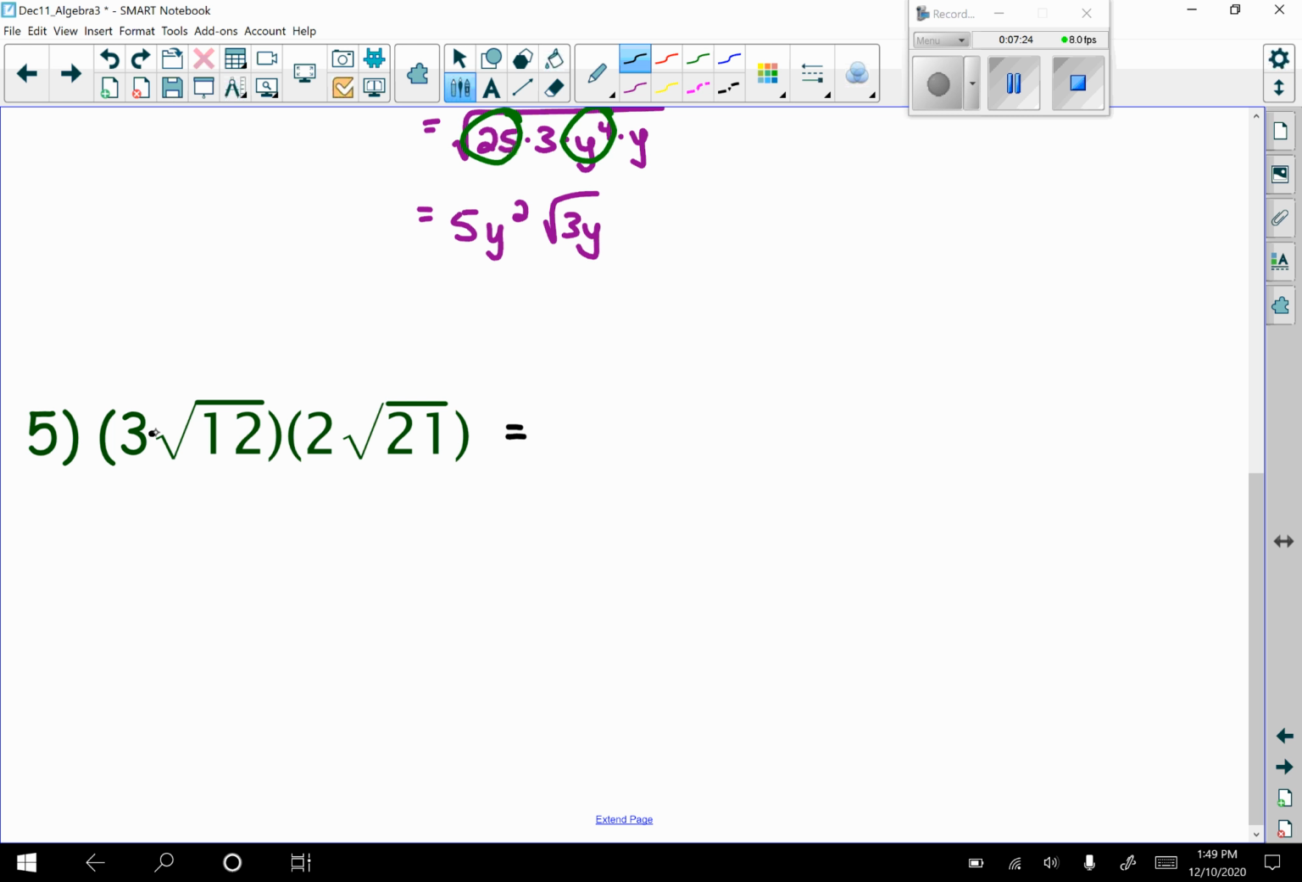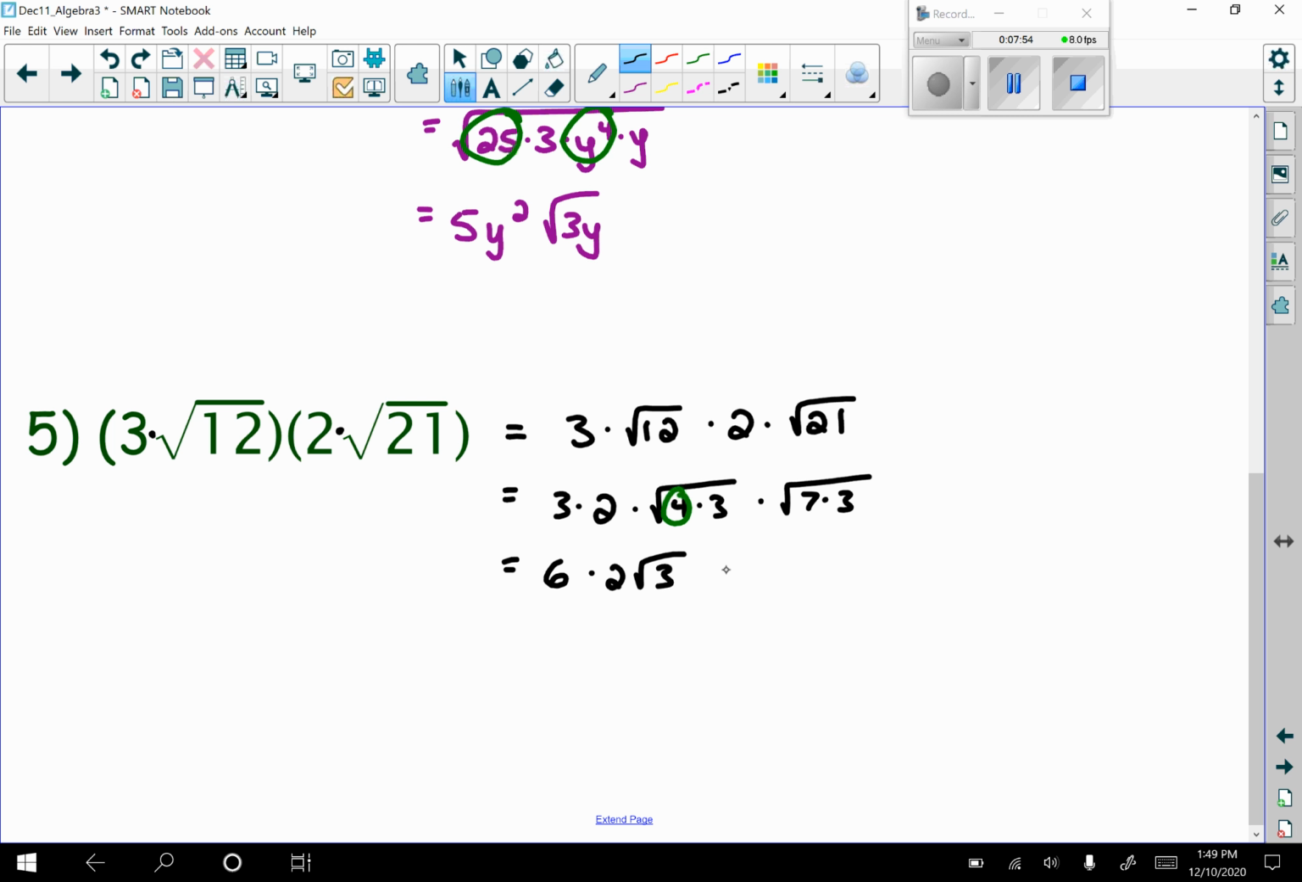Let's go ahead, and again, these are all being multiplied, so I can remove the parentheses. This just becomes 3 times the square root of 12 times 2 times the square root of 21. So I'm going to put the 3 times 2 first. Now the square root of 12, I'm going to go ahead and write as 4 times 3. And then the 21. Now 21 doesn't have any perfect square factors, but let's still go ahead and factor this here. So now I am going to get a 6 out in front. Square root of 4 comes out, so that's going to become a 2. And then I have radical 3.